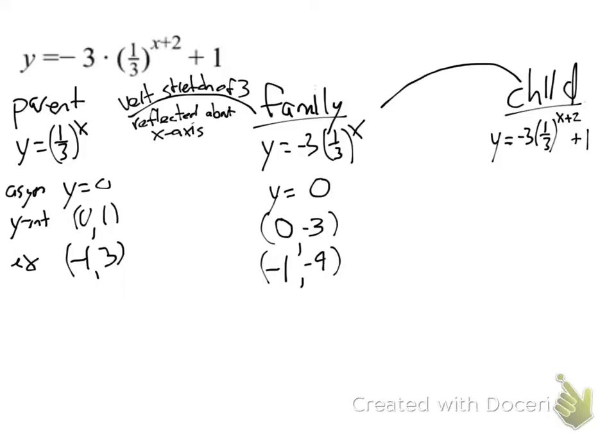This one should always be started off with translated. It's to the left. Why is it left? Because it's opposite of what it looks like. It looks like positive 2, but it's actually a negative 2. And it's translated 1 up, because that one is all said and done after everything. So you're going to go up 1.